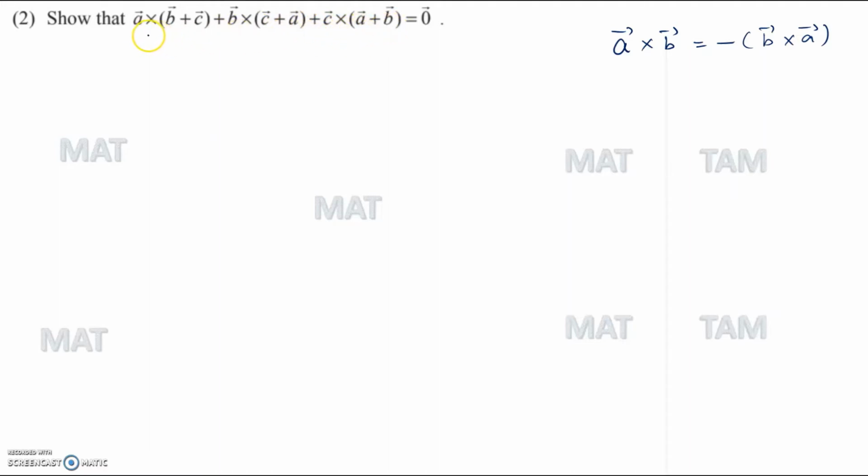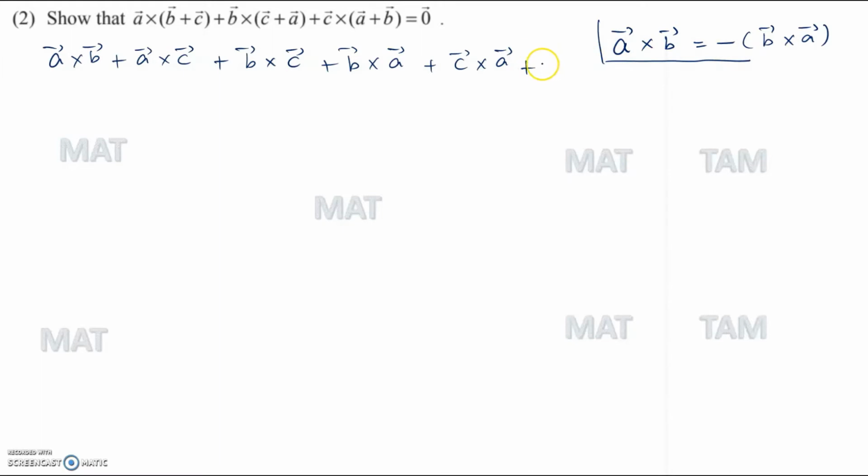You can either call them cross product or vector product. Now since they are distributive over the sum sign, you can expand this left hand side as A cross product with B plus A cross product with C plus B cross product with C plus B cross product with A plus C cross product with A plus C cross product with B.